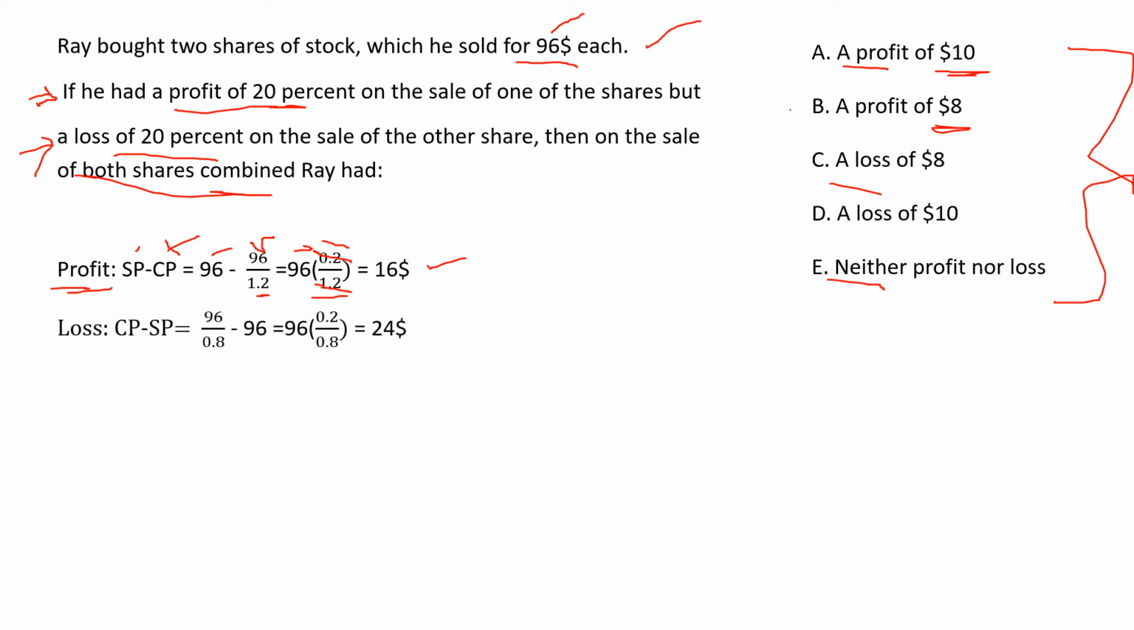Similarly, you calculate the dollar amount of loss. Loss is nothing but cost price minus selling price. Loss of 20% means that the cost price into 1 minus 20% is the selling price. 1 minus 20% is nothing but 0.8. So the cost price comes out to be selling price divided by 0.8, and that minus the selling price, which is 96. Take 96 common again, 0.8 is in the denominator. You have 0.2 by 0.8, which cancels out 4 times. 96 by 4 is 24. So overall you have a loss of $8.